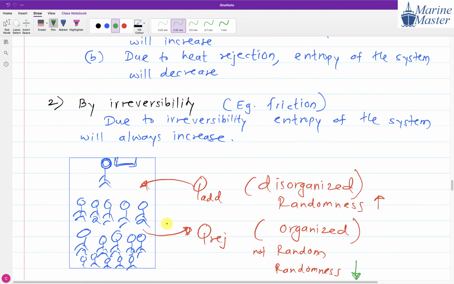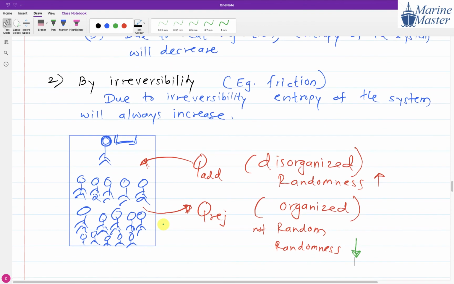Now what is going to happen due to irreversibility? See, the best example of irreversibility is the naughty student in the class. What is the best example of irreversibility? The best example of irreversibility is a naughty student in the class.